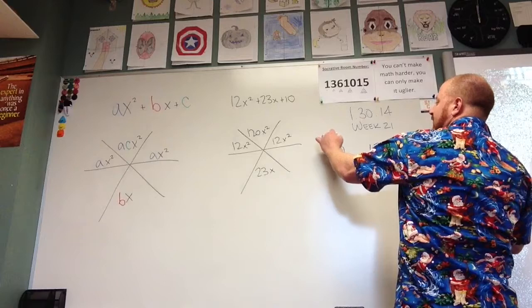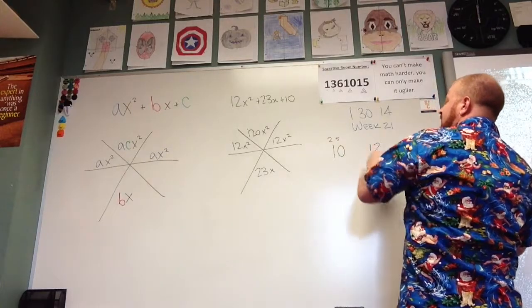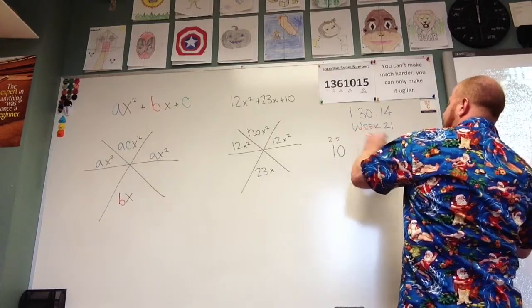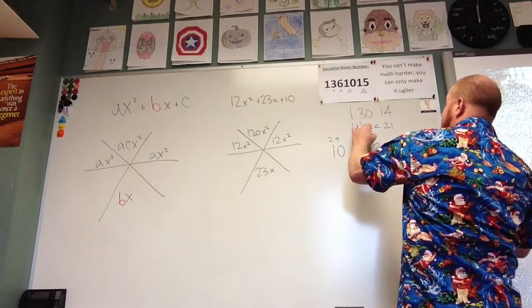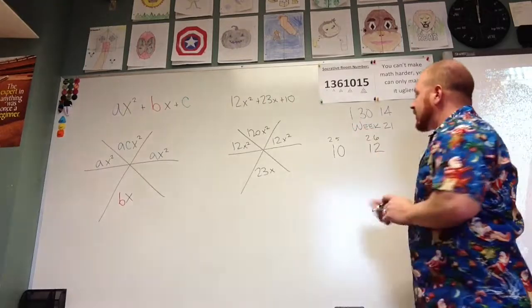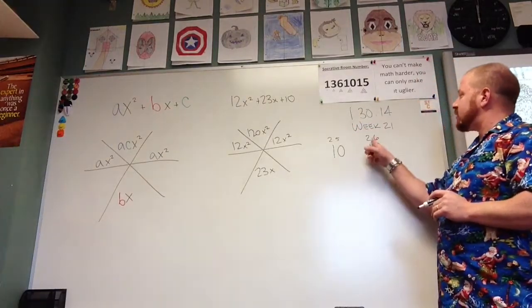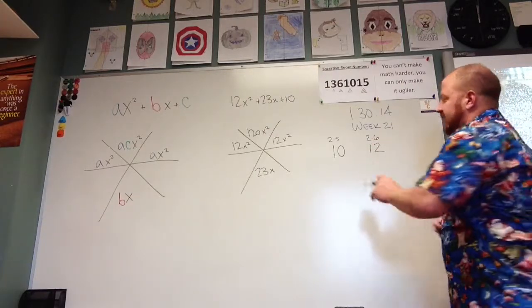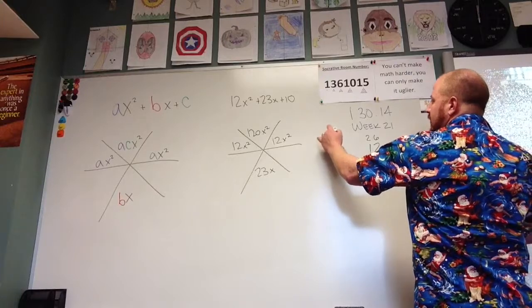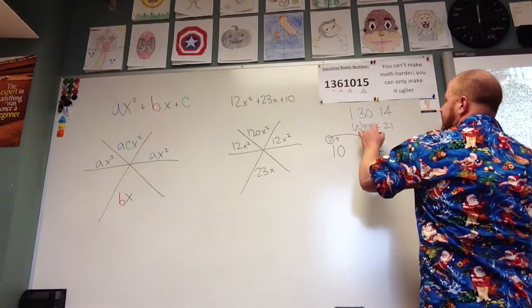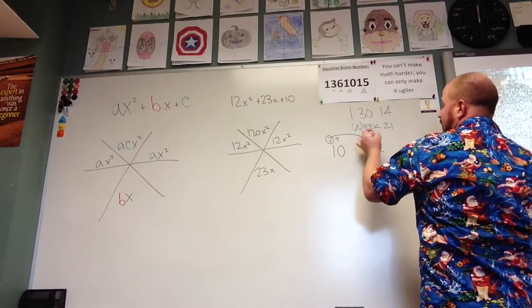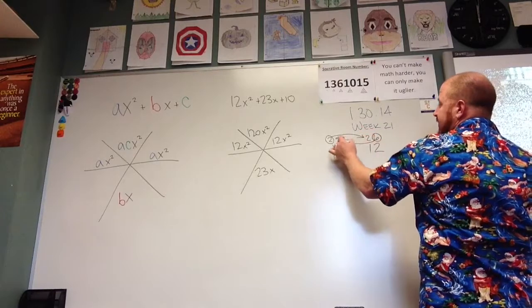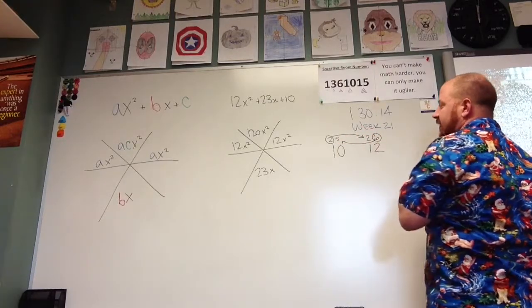10 I can visualize as 2 times 5, and 12 is just 2 times 6. So I have 2 times 5 here and 2 times 6 here. What I'm going to do is swap some factors. I'm going to take the 2, bring it over here, and then I'm going to take one of the 3's, the only 3 from the 6, and bring it over there, but I'm still going to leave a 2.